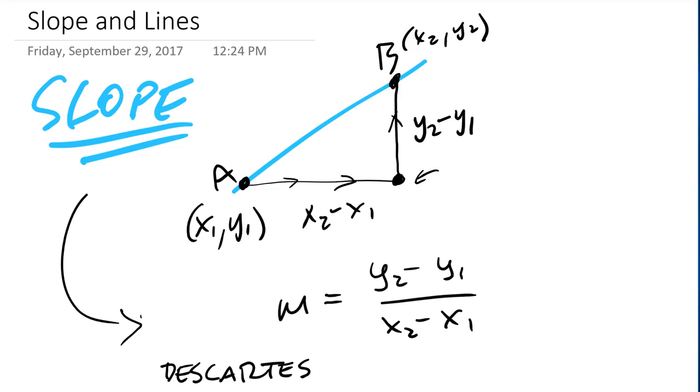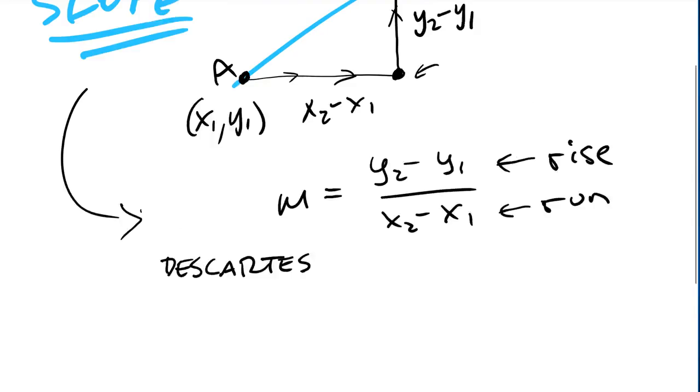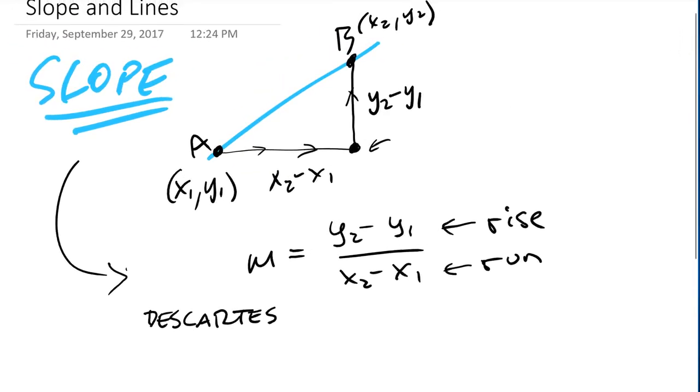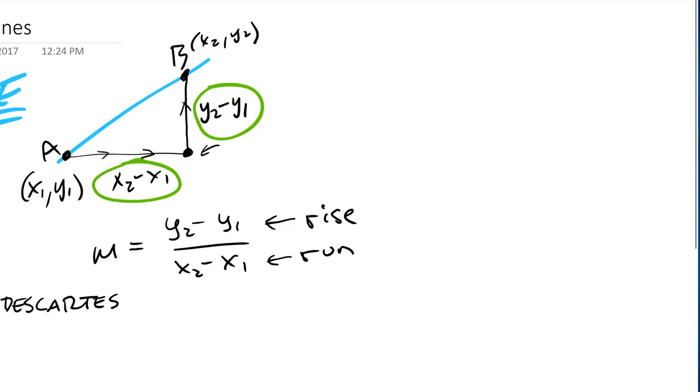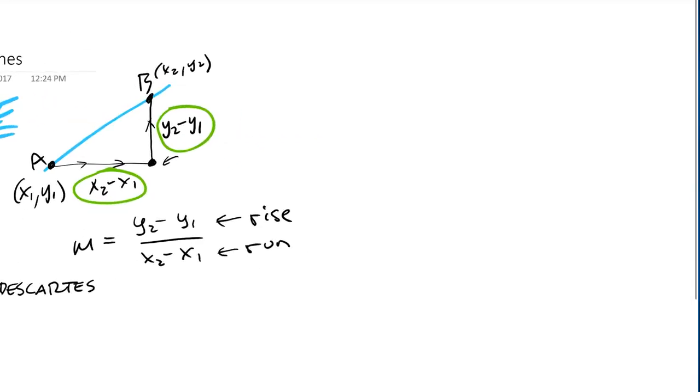Okay, so the numerator is the rise, and the denominator is the run. So you might be wondering why these y2 and y1 and x2 and x1 are here and here. Okay, let's just do an example with numbers and I'll show you.